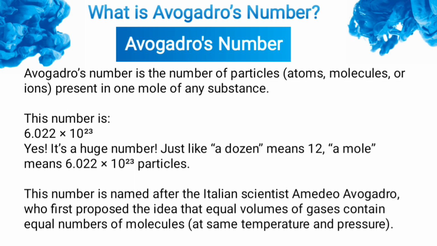Avogadro's number, my dear student, is the number of particles, atoms, molecules, or ions present in 1 mole of any substance. This number is 6.022 multiplied by 10 raised to the power 23.